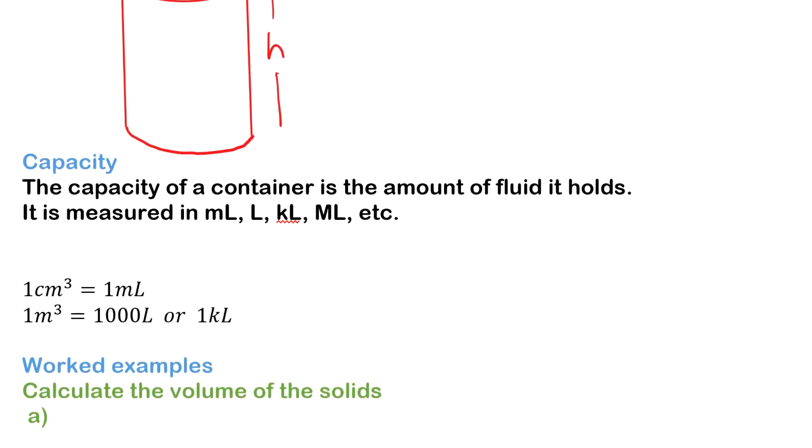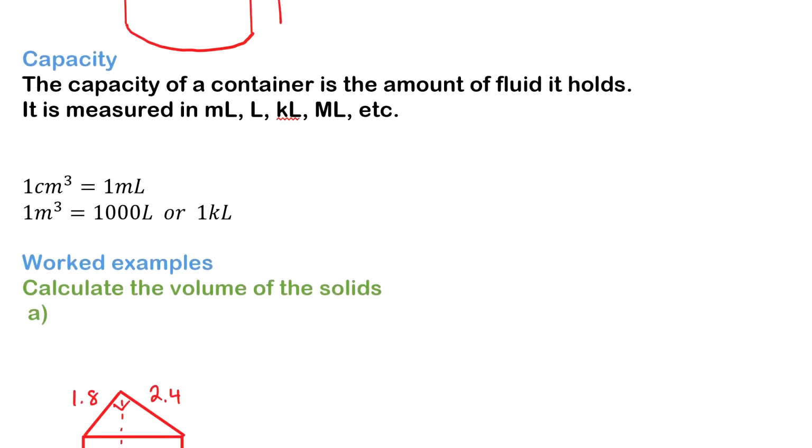Now, another thing that sometimes can get people confused is capacity against volume. Capacity and volume are two different things. Volume is the units such as, like I said, meters cubed, centimeters cubed, whereas capacity is the amount of liquid that this shape or this container can hold. That's given in milliliters, liters, kiloliters, megaliters, etc. Now, you can convert between the two. 1 centimeter cubed is the same as 1 milliliter, and 1 meter cubed is the same as 1,000 liters or a kiloliter.